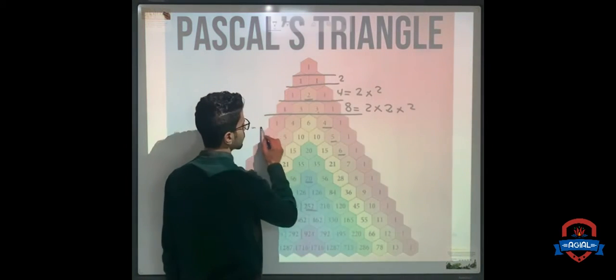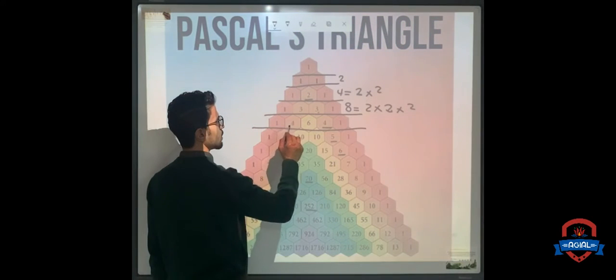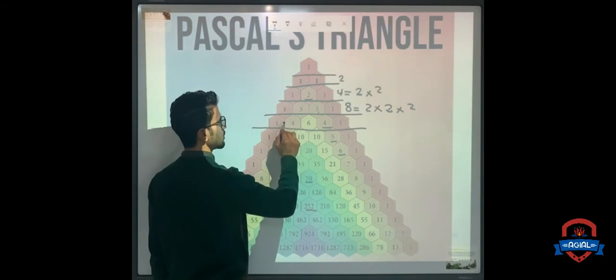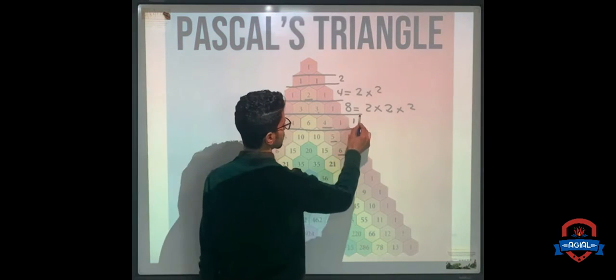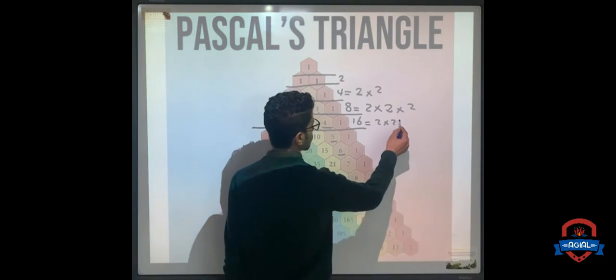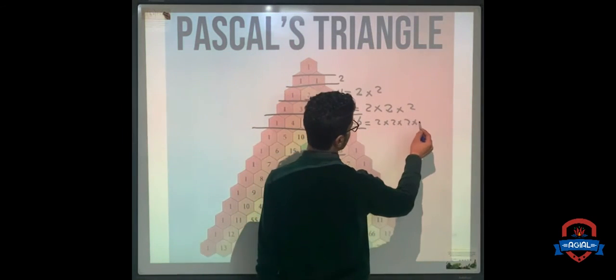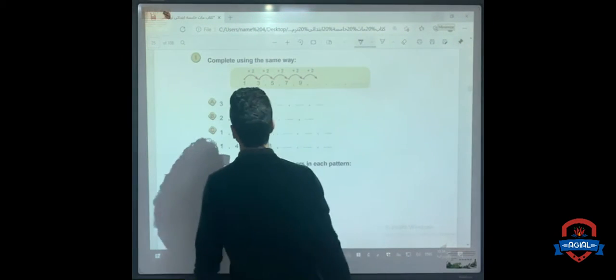And in this row, we have 1 plus 4 equals 5, and 6 plus 4 equals 10. So we have 15, and 15 plus 1 equals 16. And 16 equals 2 times 2 times 2 times 2. And this practice, complete using the same way.